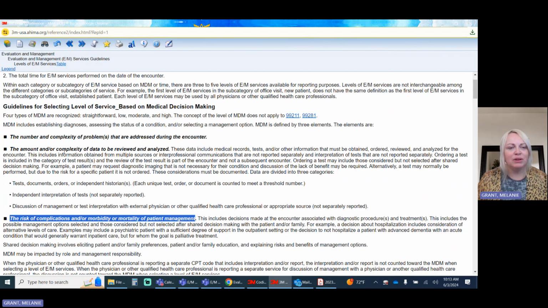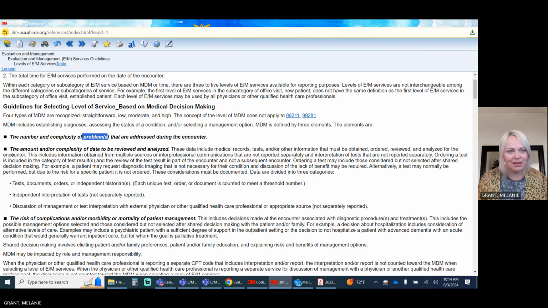I like to simply look at this in a very simplistic manner. How many problems did the patient have? And we look at those later as to what type they are. What kind of data, like tests and labs, were done? And what was the final decision for the patient's management, the treatment, right?